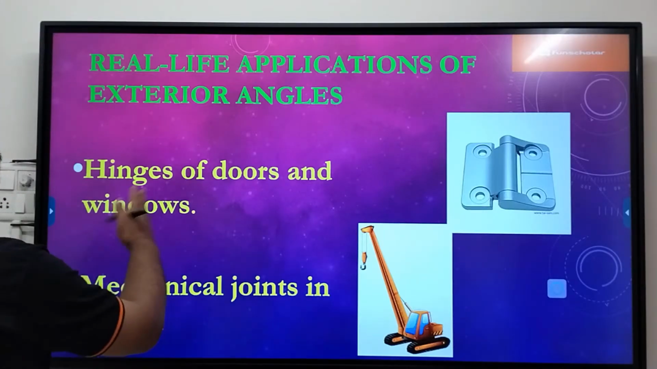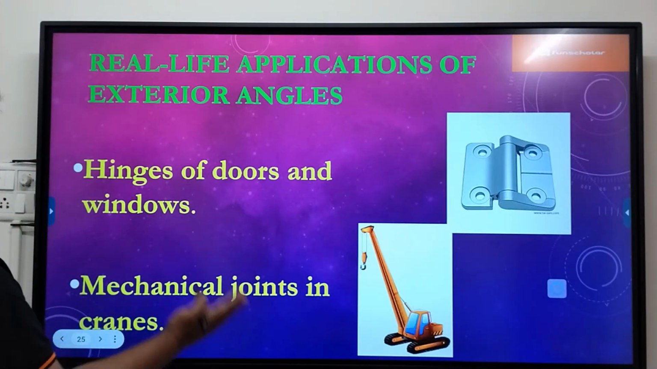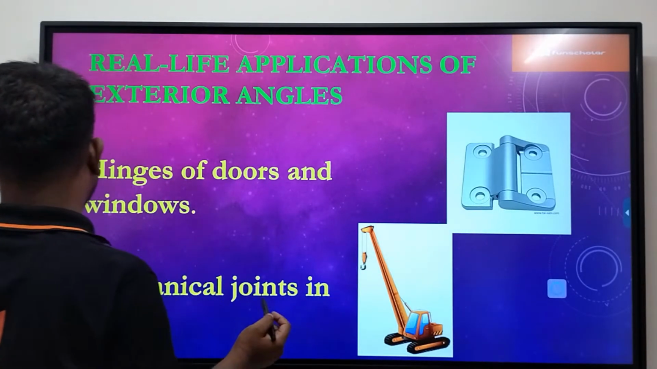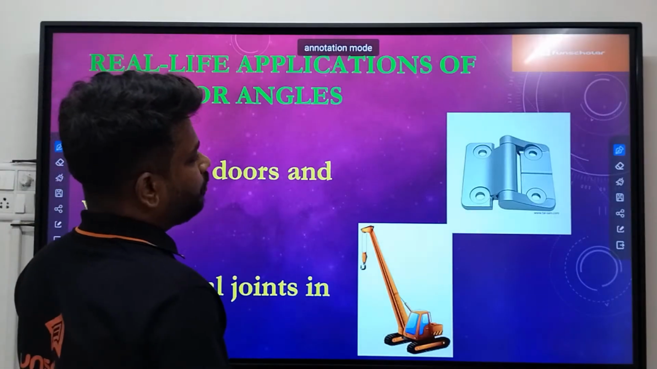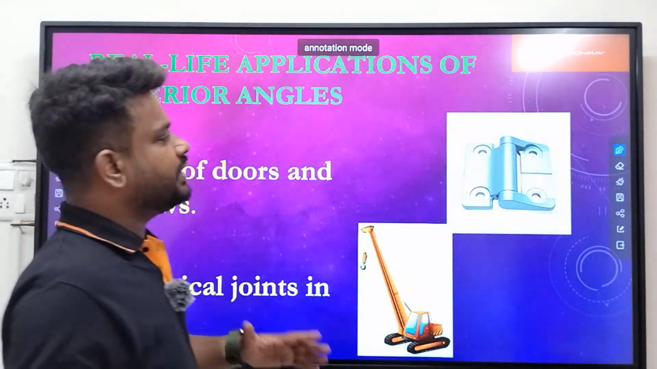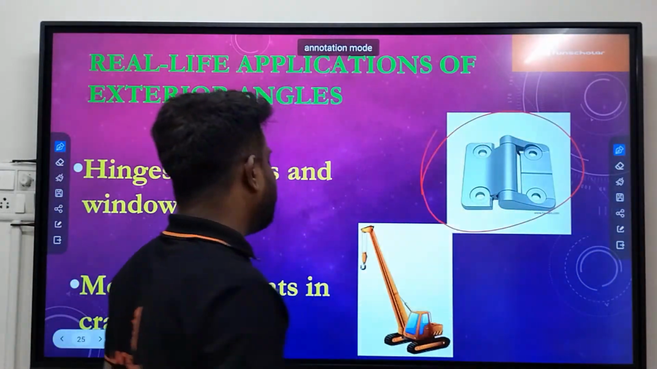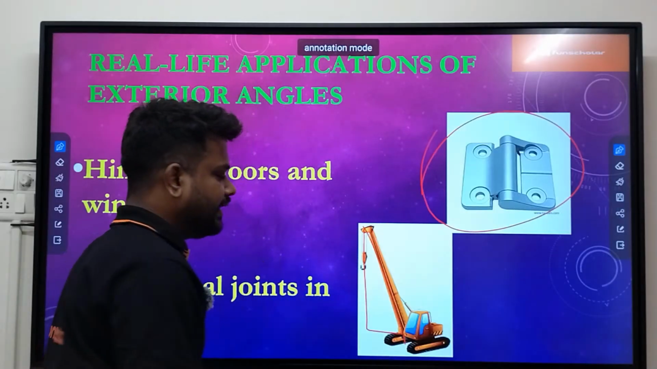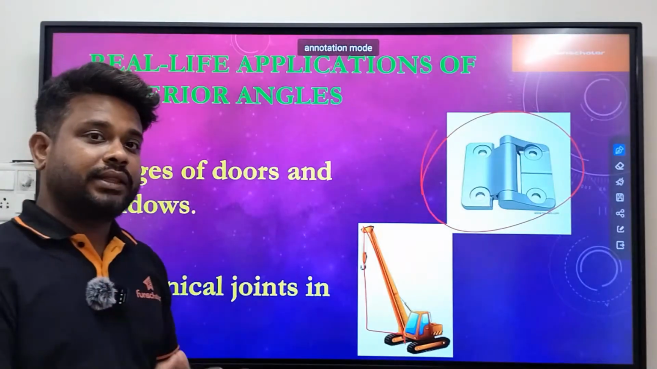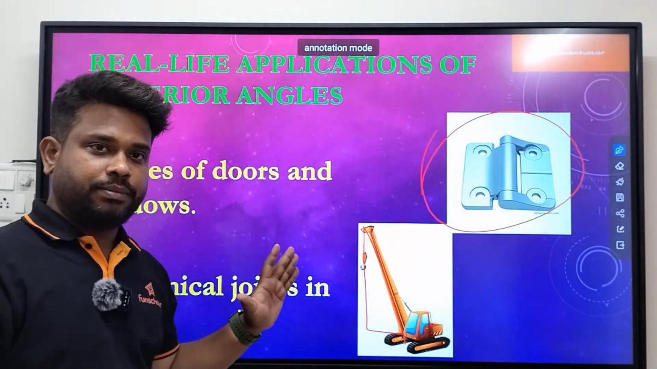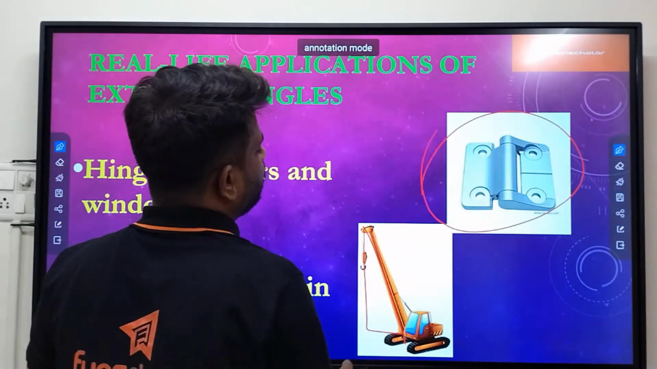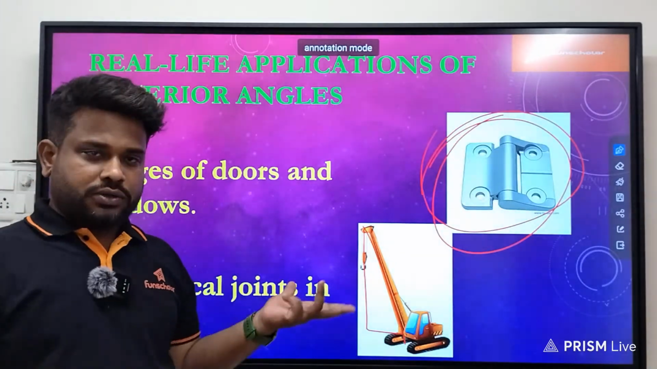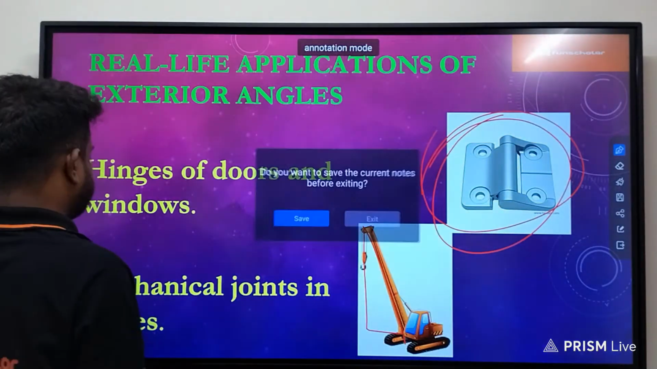Okay, hinges of doors and windows and mechanical joints or in cranes. Okay, so these all are examples of the exterior angle property of a triangle. Okay, you may be wondering how they are examples of this one, but actually if this one is making a triangle here, they have to go by that logic to make all things happen. Okay, and this also works for hinges, like in doors or in locks. Okay, so let's go further.